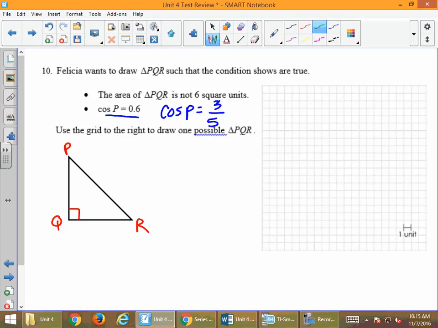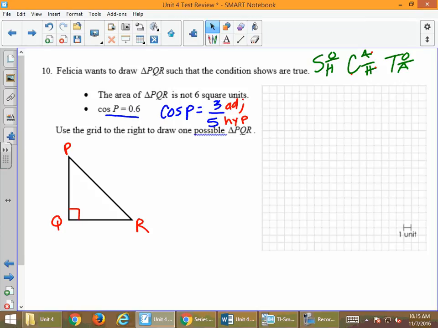So if we look at SOHCAHTOA, cosine is what over what? What's the ratio of cosine? What does the A stand for? Adjacent. So we know the adjacent side to angle P has a measurement of 3. What does the H stand for? Hypotenuse. We know the hypotenuse has a measurement of 5.